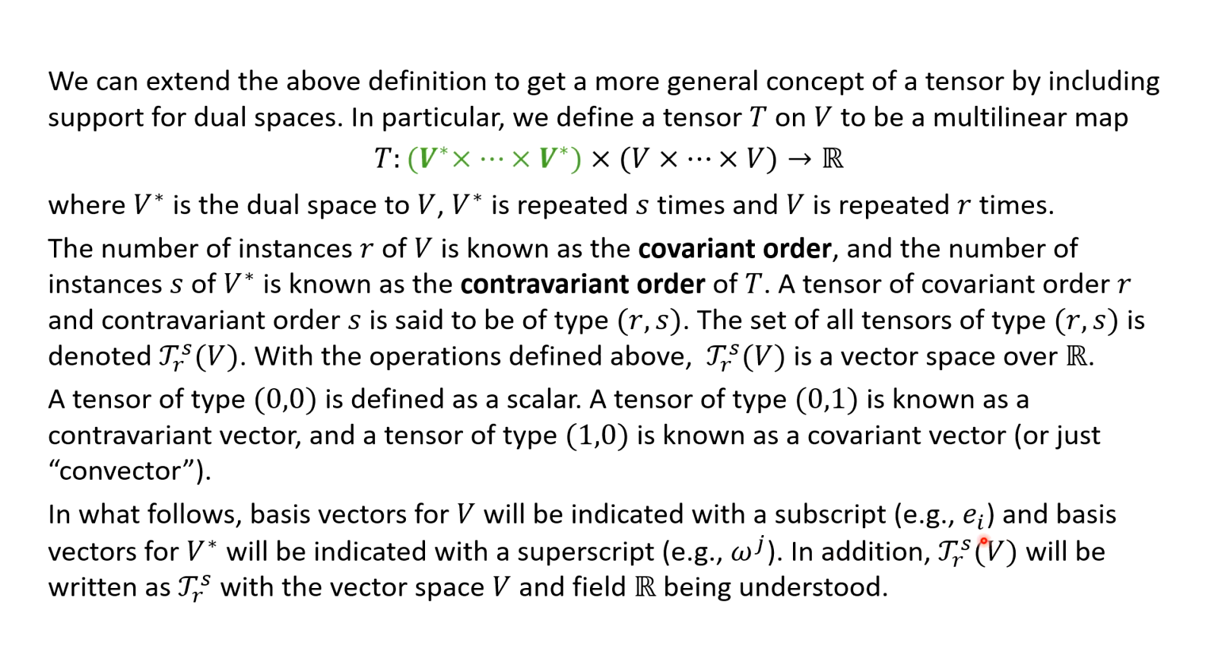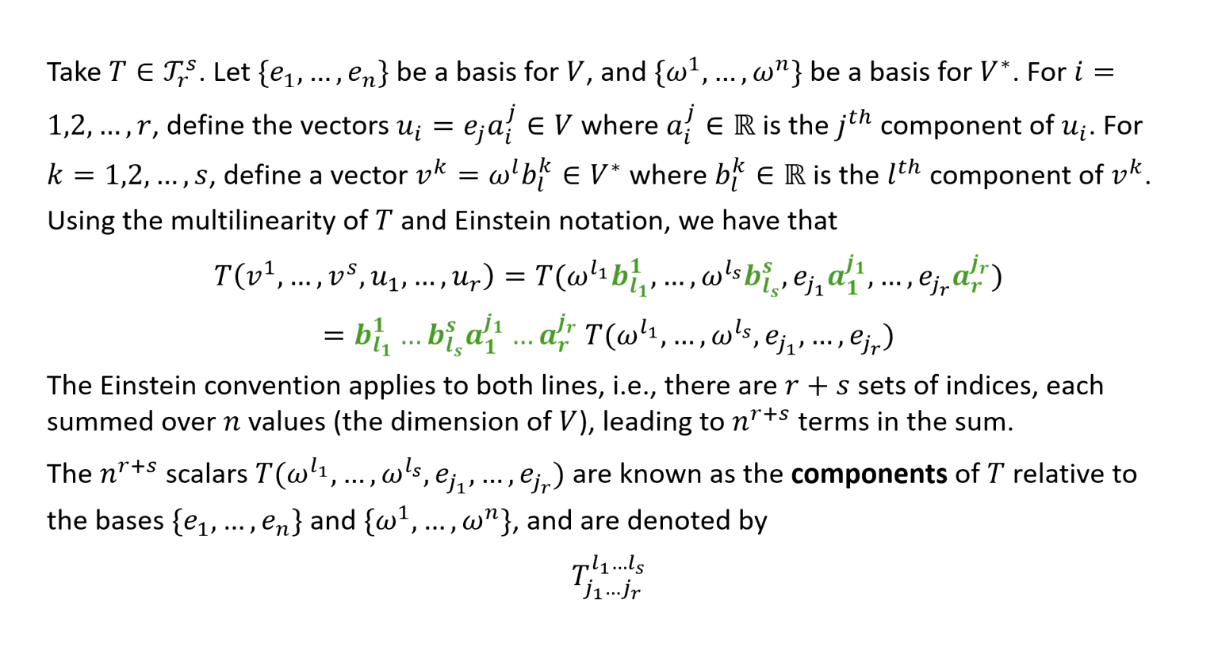In addition, this notation here will be written without the V, since we're only going to be talking about typically one vector space at a time, which I'll mention somewhere in my slide on the particular topic, and the field R is also understood. Okay, so keep that in mind. This assumes some vector space V and a mapping to the real numbers. There's a lot of notation on this slide, but the concept is relatively straightforward.